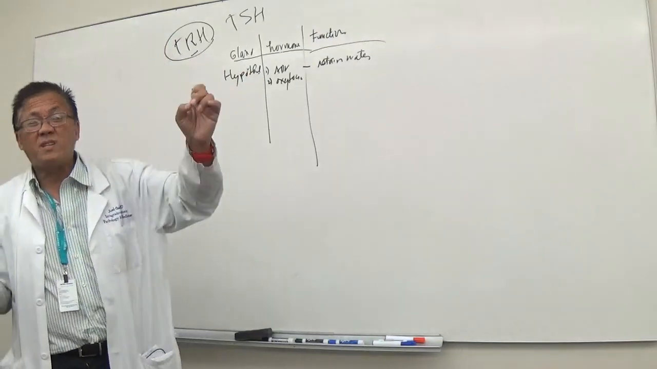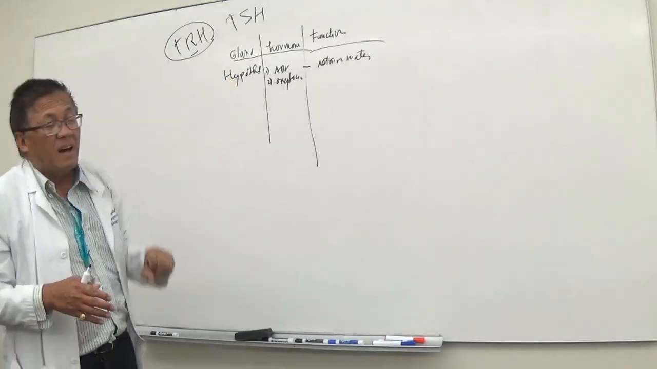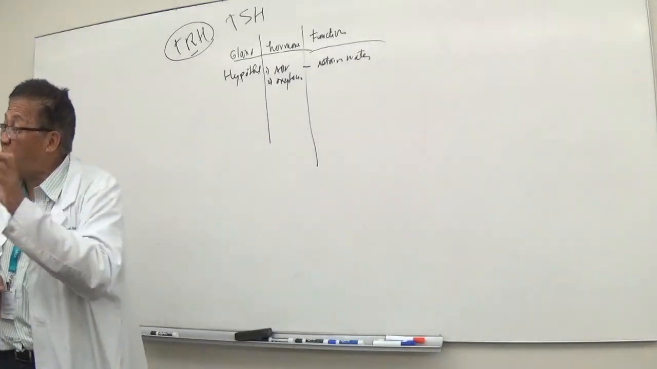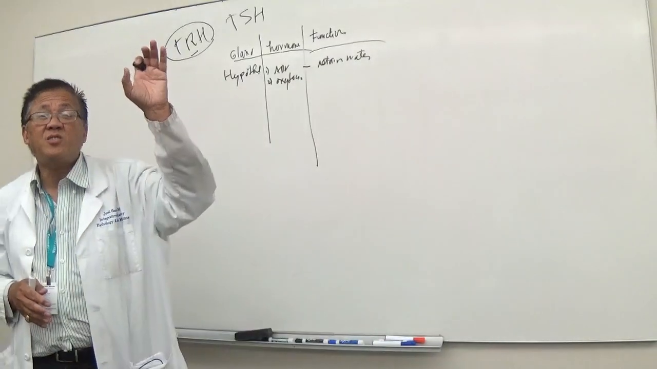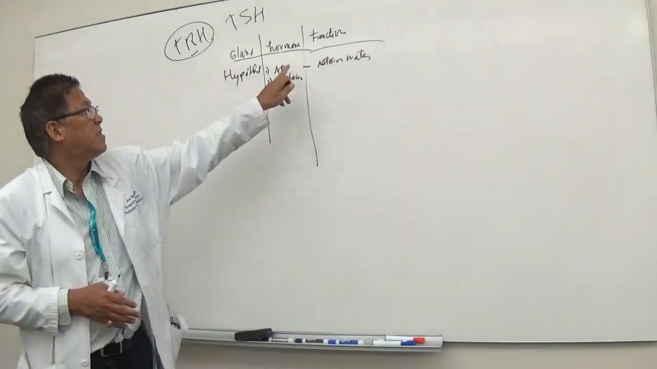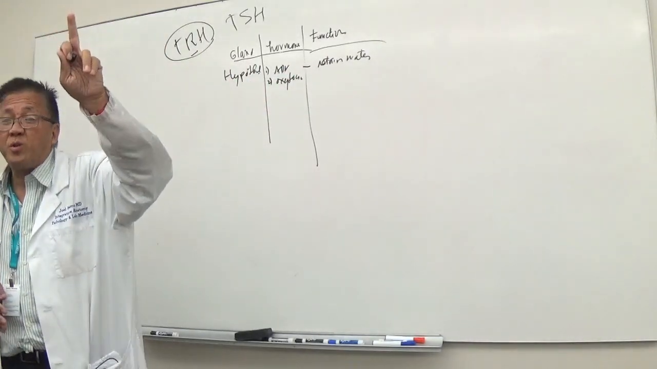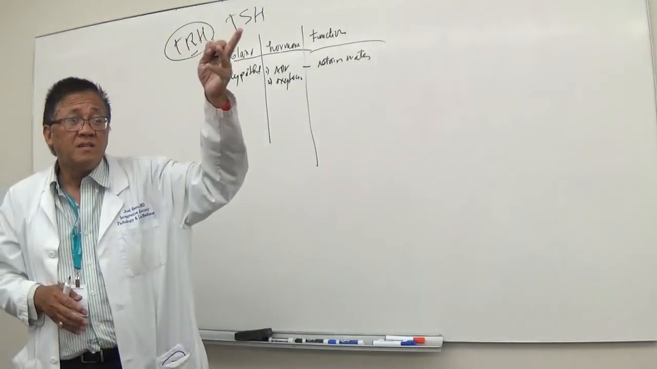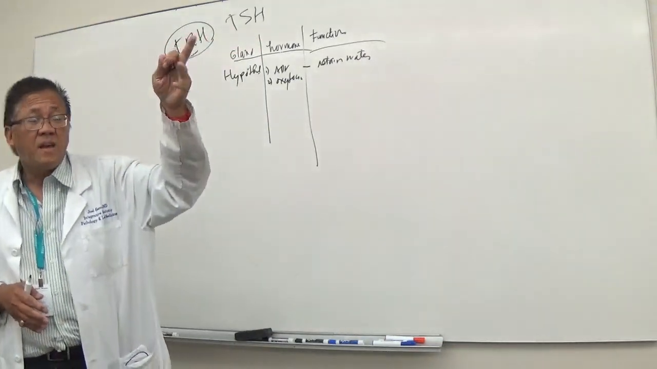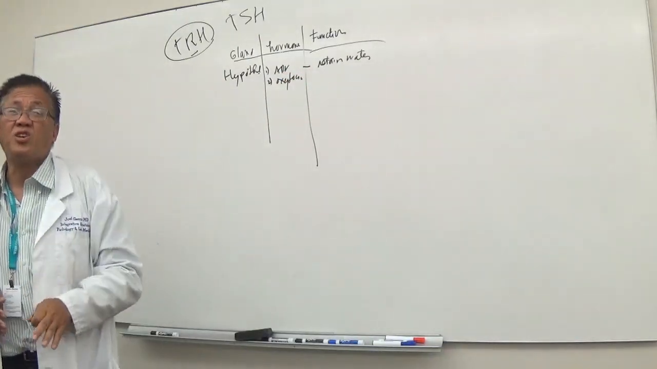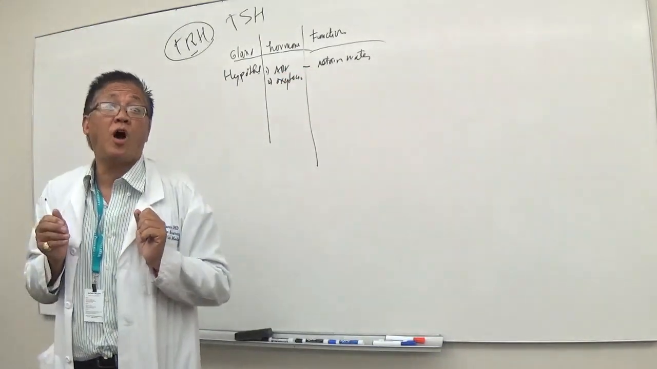ADH is produced in the hypothalamus, but stored. See the big difference between the words produced and stored? If I ask you today, where is this hormone produced? ADH. Where is it stored? The posterior lobe of the pituitary gland, otherwise known as the neurohypophysis. And where is the target organ? The kidney. And what does it tell the kidney to do? Kidney, retain the water.